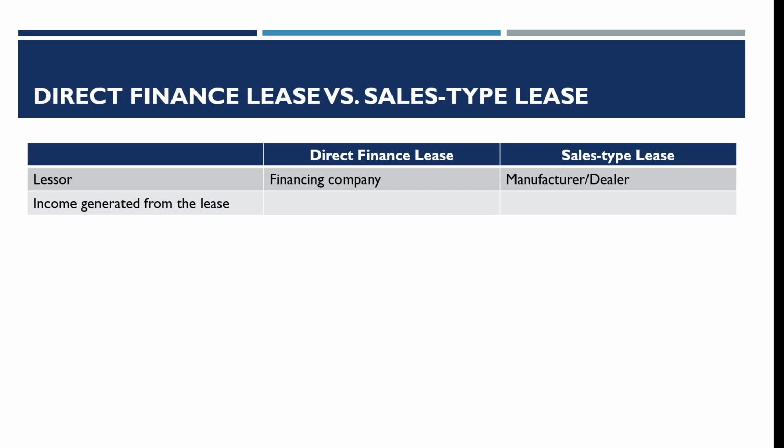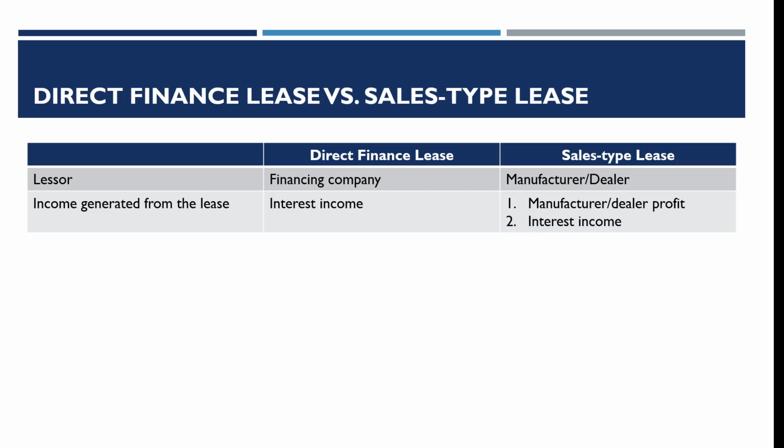Next, ano ba yung mga income na pwedeng makuha ng lessor under these 2 classifications? Under direct financing lease, isang income lang ang pwede niya makuha rito, which is interest income. Doon naman sa sales type lease, dalawang income ang pwedeng makuha ni lessor. First, manufacturer or dealer's profit, or simply known as gross profit. And hindi mawawala ang interest income. Okay?